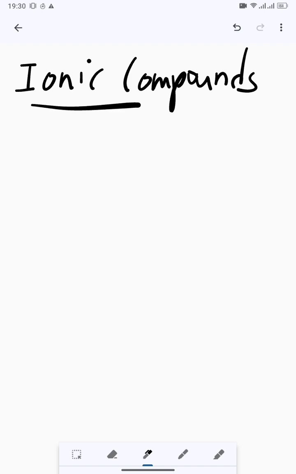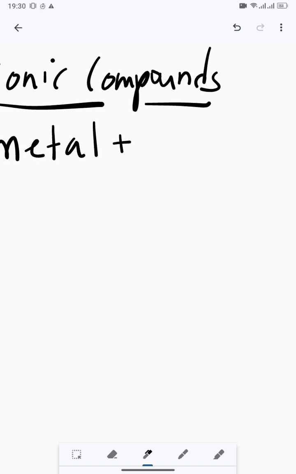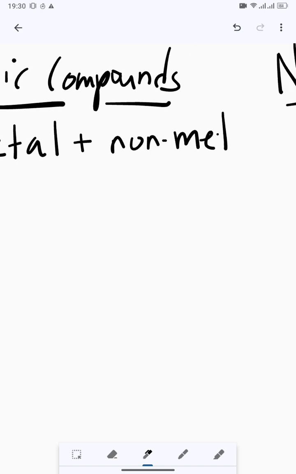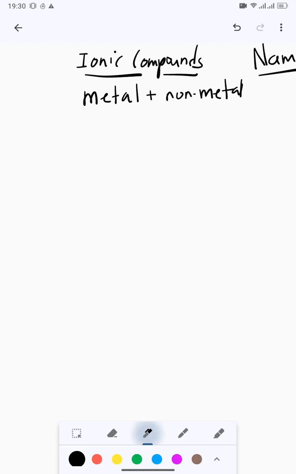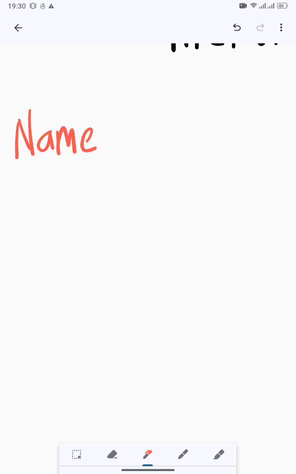So how will you know this is an ionic compound? It simply means it's between a metal plus a non-metal. And how will you name a non-metal and metal? It's simple. You just have to follow this pattern. This is how to name. Please, these are the short notes you need at this juncture.